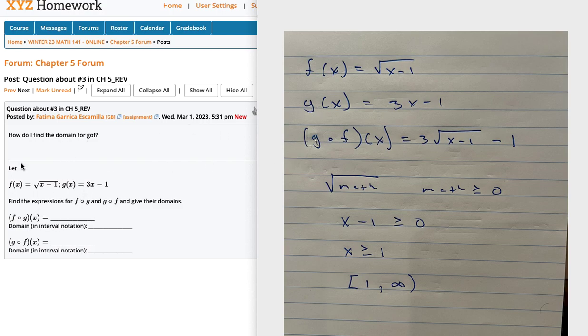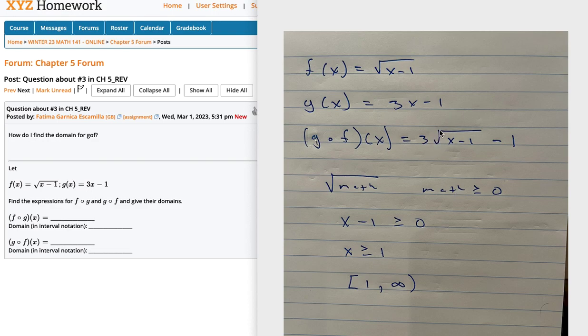Okay, so for the domain of g of f, I went ahead here and just wrote out what g of f would be. Remember, when you're finding the domain for even roots, the argument, the stuff underneath the radical, has to stay greater than or equal to 0. Because if this came out to a negative number, that would be an imaginary value, and the domain is going to be the real numbers.